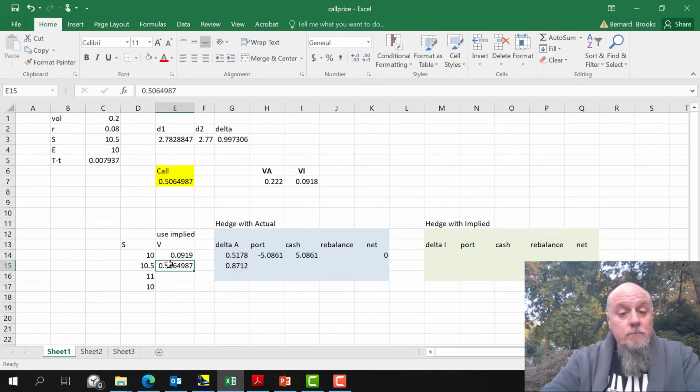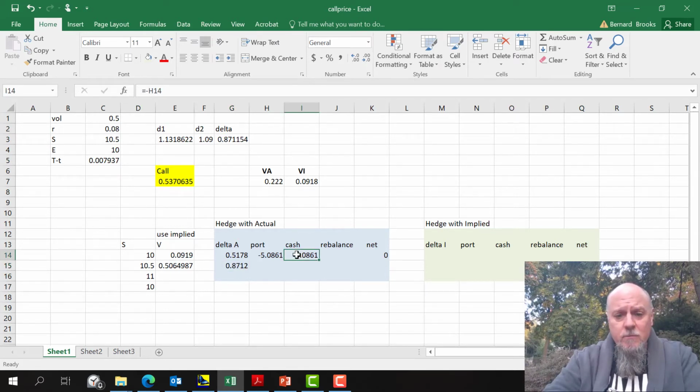So what's the new delta then? Well, to calculate the new delta, I'm hedging with actual volatility, so I need to input the actual volatility. Of course, the price is different, but I'm interested in this delta, 0.87. So that's the new delta.